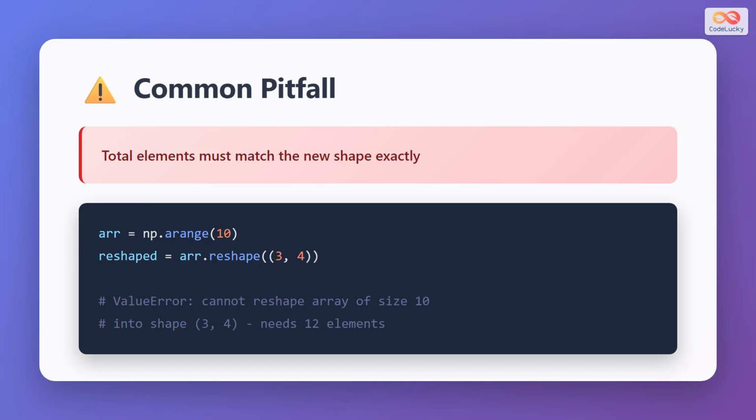Here's a common mistake to avoid. The total number of elements in your original array must match the total number of elements in the new shape exactly. In this example, we have an array with 10 elements and try to reshape it to 3 rows and 4 columns. This requires 12 elements total, but we only have 10. This will raise a ValueError telling us that we cannot reshape an array of size 10 into the shape (3, 4) because it needs 12 elements.